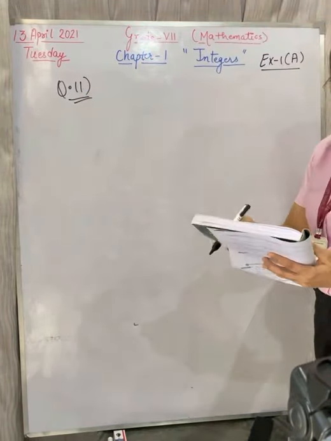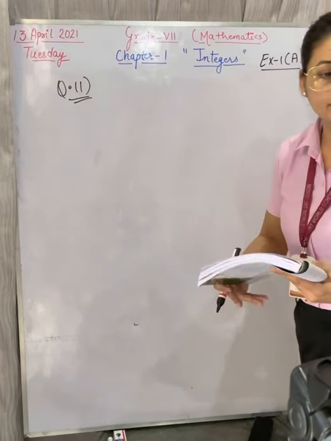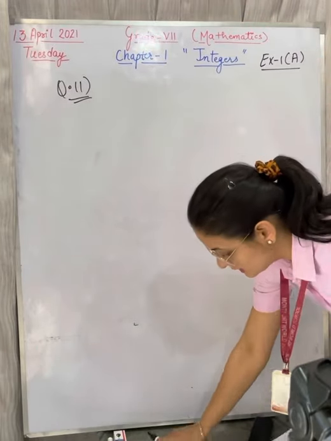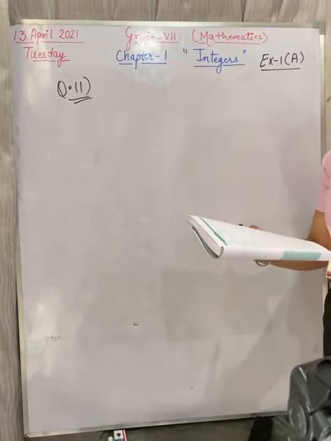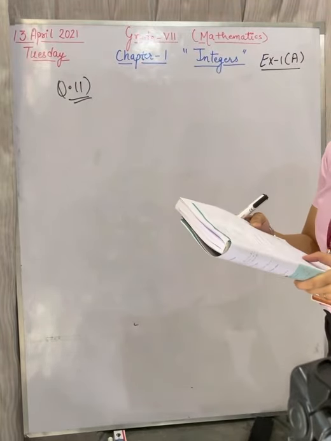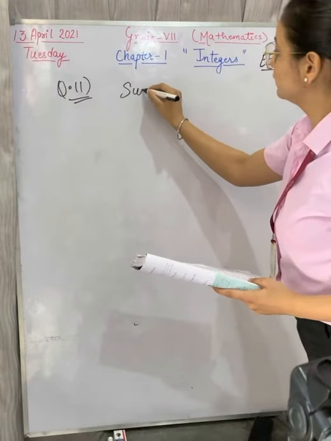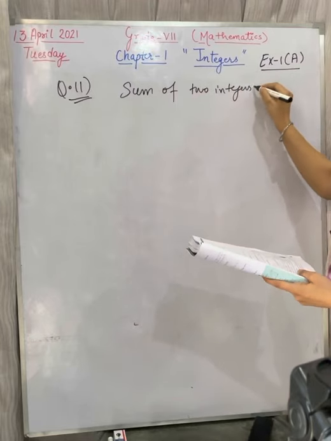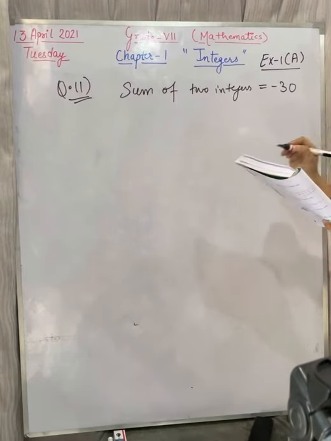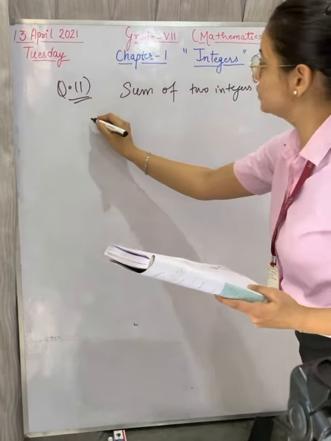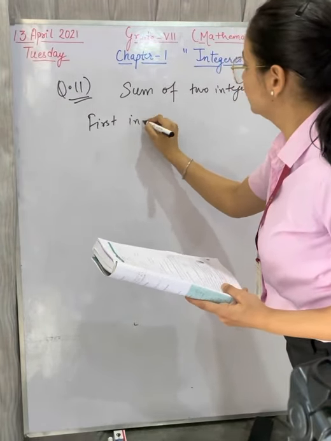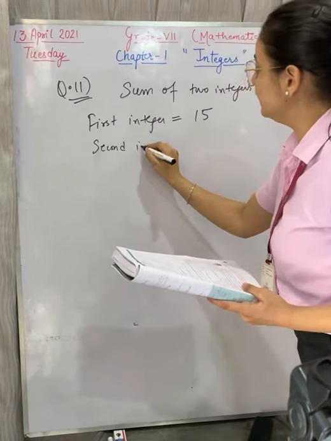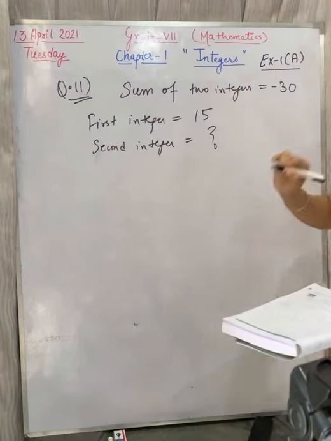Questions 11, 12, 13, 14, 15 and 16. These are word problem questions. So you have to understand the statement properly and then solve. They're saying the sum of two integers is minus 30. Please understand the concept. If one integer, the first integer, is 15, find out the second integer. The second integer is not given to us.